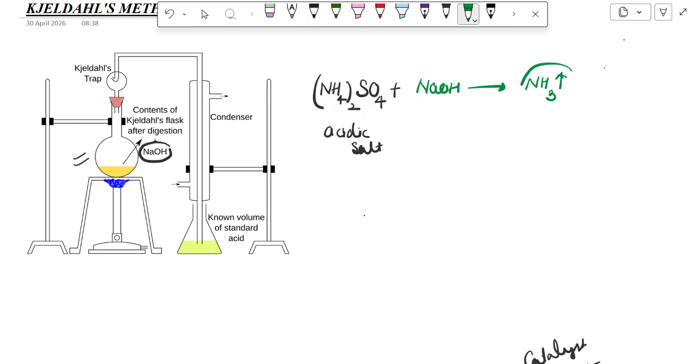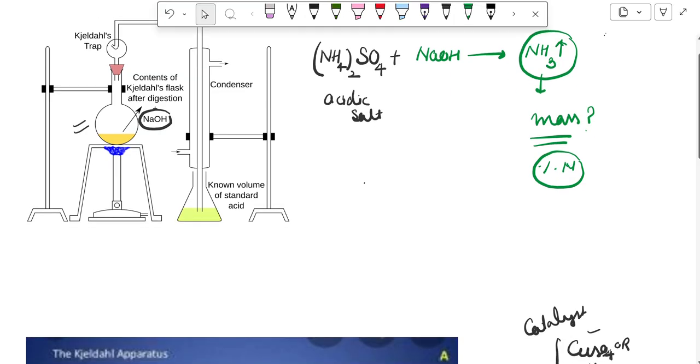Now we have to find out the mass of this ammonia. If we find out the mass of ammonia, then we can find out the percentage of nitrogen in our organic compound. So what do we have to do? Ammonia cannot be titrated directly because ammonia is present in gaseous form and gases cannot be titrated very easily.